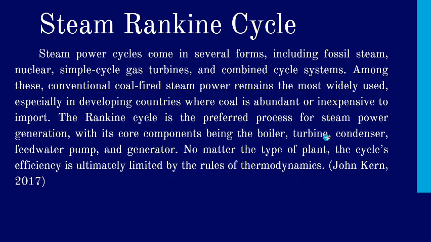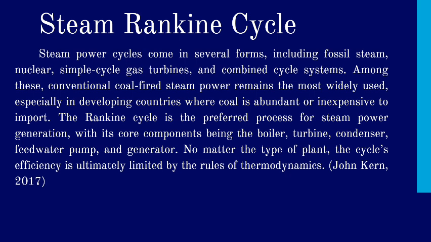Steam Rankine cycle. Steam power cycles come in several forms, including fossil steam, nuclear plants, single-cycle gas turbines, and combined cycle system. Among these, conventional coal-fired steam power plants remains the most widely used, especially in developing countries where coal is abundant or inexpensive to import.